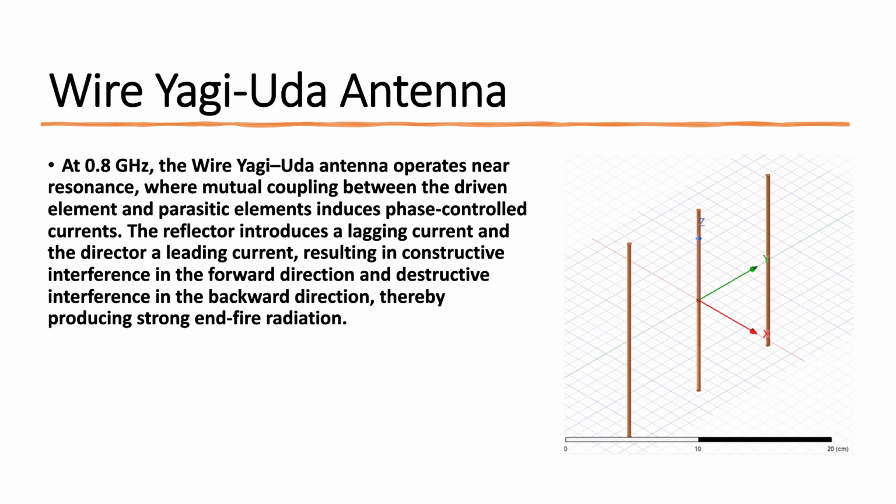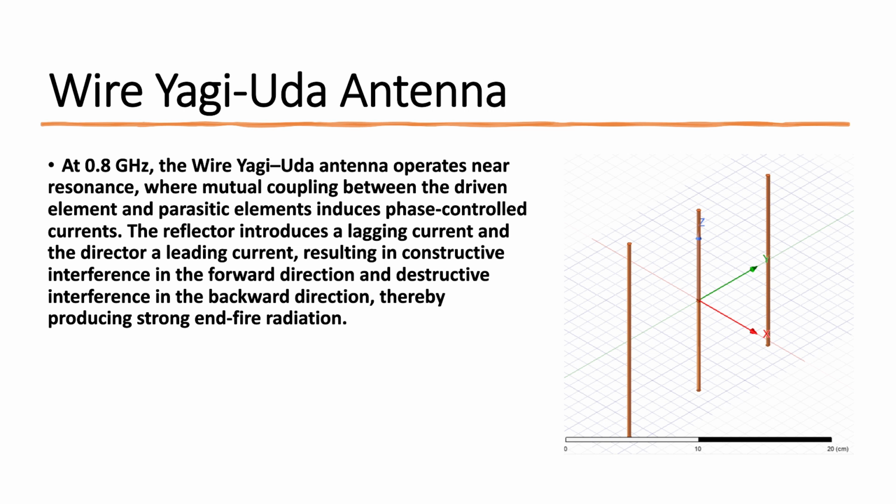Wire Yagi antenna. At 0.8 GHz, the Yagi antenna operates close to its resonant frequency. It consists of one driven element, one reflector, and one or more directors. Due to mutual coupling, currents are induced in the parasitic elements.